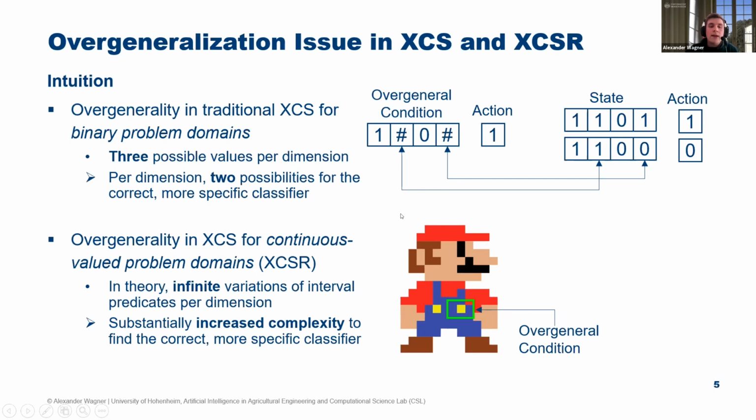In the continuous valued problem domains, the classifiers are, for example, represented by hyperrectangles. And therefore, in each dimension, they are defined by interval predicates. Here, in this case, for the Mario pixel art, an overgeneral condition covers multiple different niches, as it covers different colors. In theory, there are infinite variations for these interval predicates per dimension. And therefore, the complexity of finding the correct, more specific classifier is substantially increased in the continuous valued problem domains.